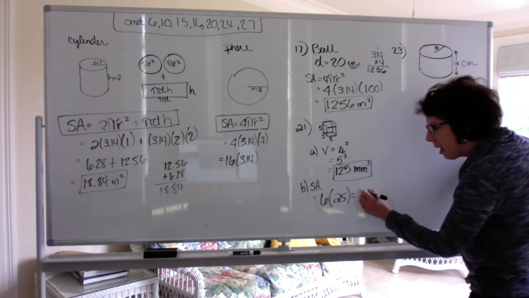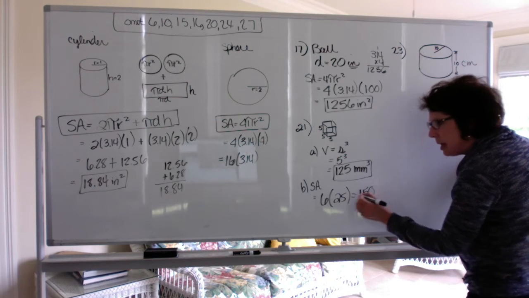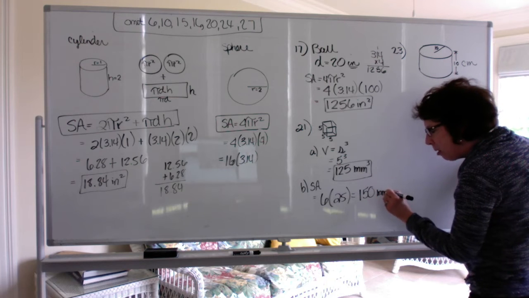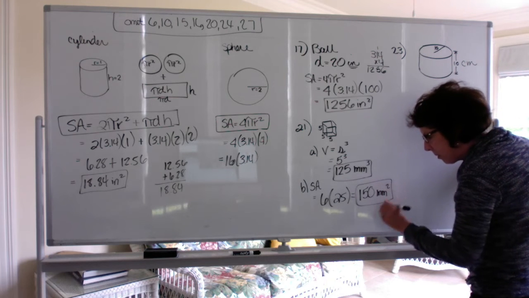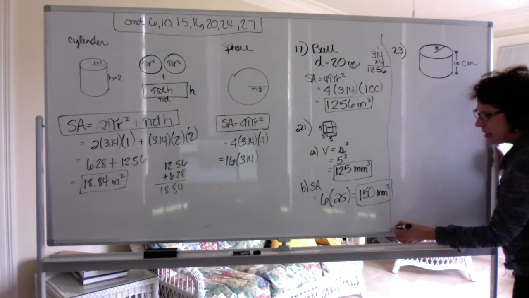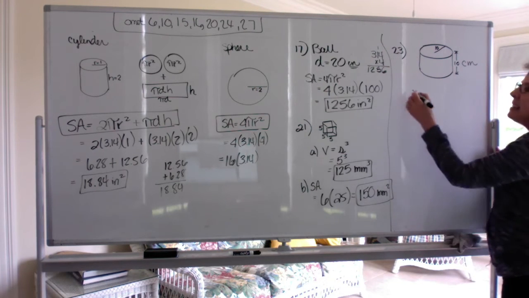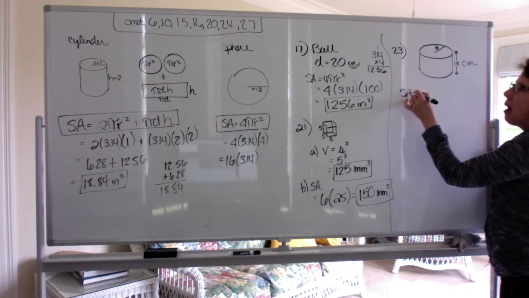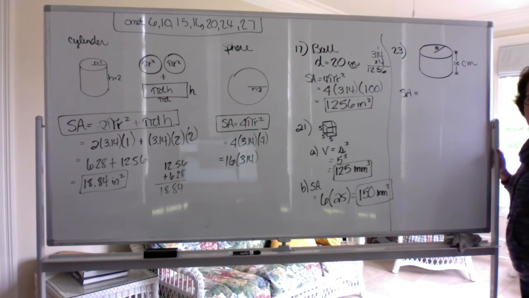So 2 more, I'm getting 150. Now this is surface area, millimeters squared. Okay. Now the last one we're going to look at is number 23. And this is the surface area of a cylinder.